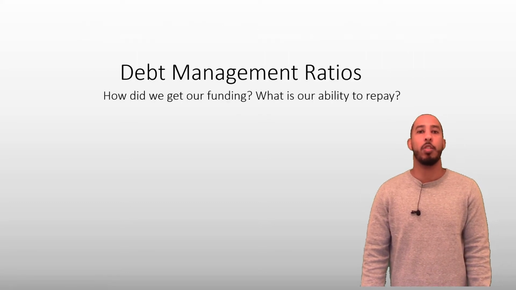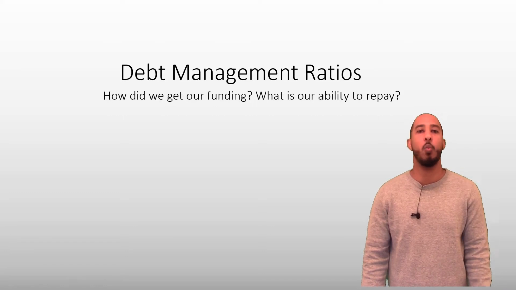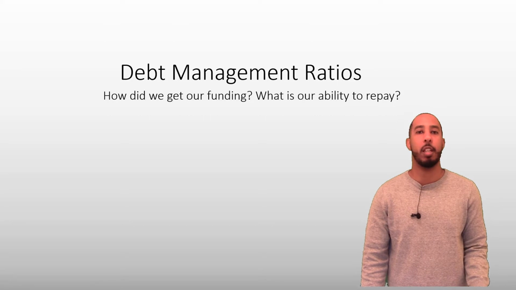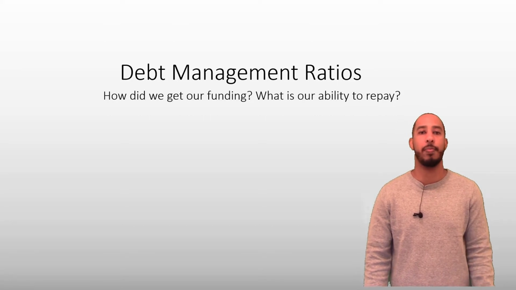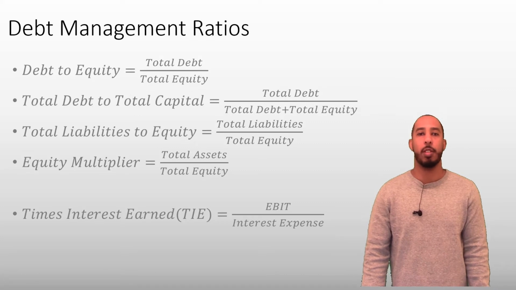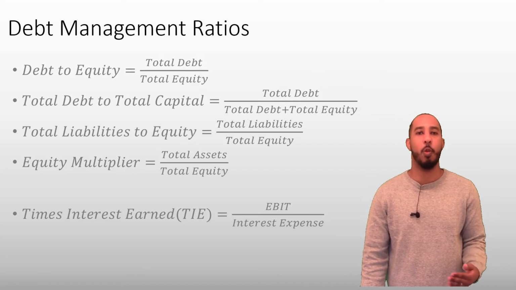Debt management ratios are going to examine how the company got their funding and will look into their ability to repay what they owe. You can imagine banks and lenders being particularly interested in this set of ratios. Here are a few common debt management ratios that are used. The first 4 present the same basic information, just in different formats.